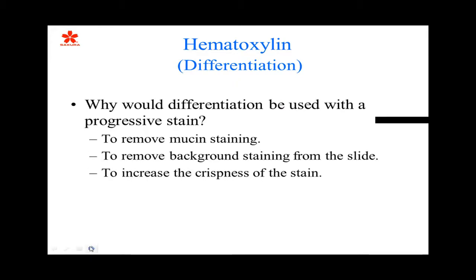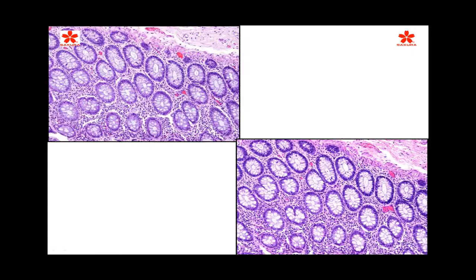Why would you differentiate a stain that was done with a progressive stain? Well, once again, to remove the non-specific mucin staining, remove background staining, and actually to increase the crispness of the stain. You'll oftentimes see with your hematoxylin a slight hematoxylin tint on the slide, and this mild differentiation can be used to actually just clean that up and make the slide look a lot brighter and crisper. An example again of the colon, which is what I showed you before.